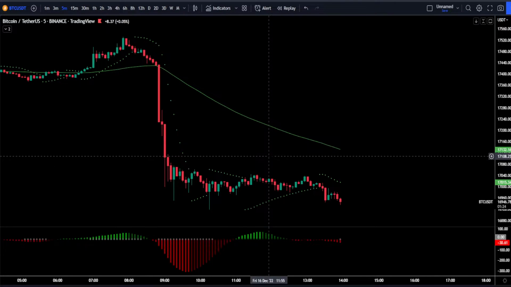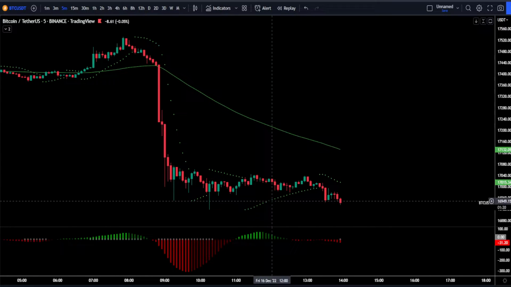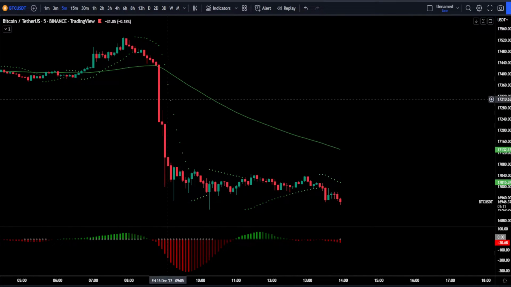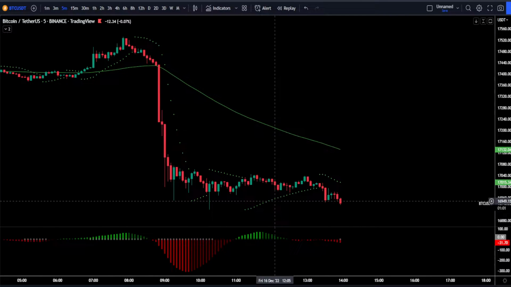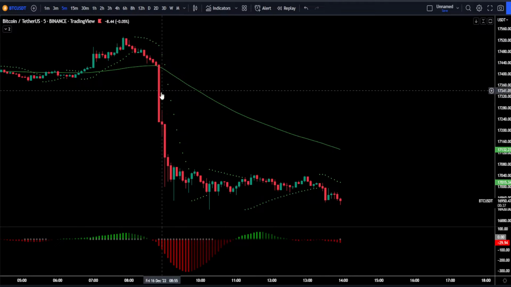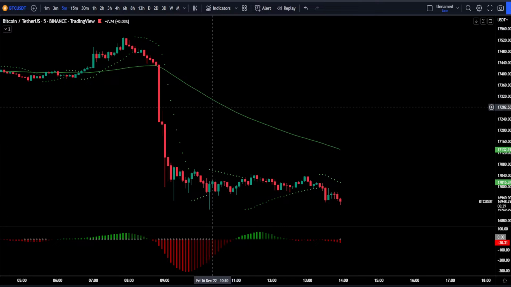So first of all, let's start with our parabolic SAR. This indicator basically appears as a series of dots placed below or above the price action. If the dots are above the price action, the market is considered to be in a downtrend, and if the dots are below the price action, the market is considered to be in an uptrend. Every time the dots shift below the price action, the price will more likely continue to rise, and the exact opposite is true when the dots shift above the price action.